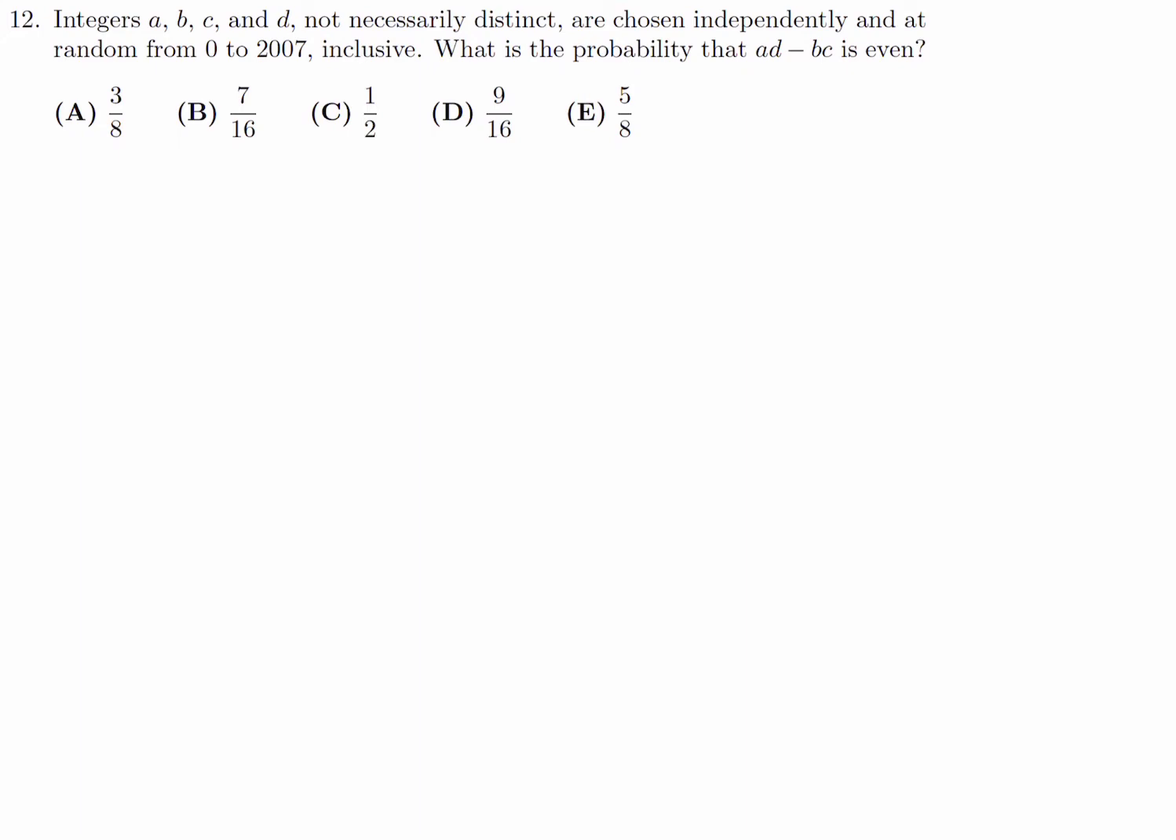Integers a, b, c, and d, not necessarily distinct, are chosen independently and at random from 0 to 2007 inclusive. What is the probability that ad minus bc is even? ad minus bc, we want it to be even. Well, how can that happen? Let's look individually at both of those. It can happen if you have even minus even. That definitely equals an even.